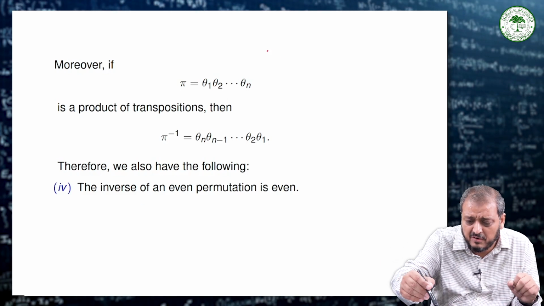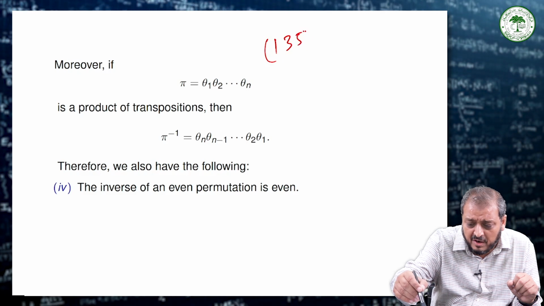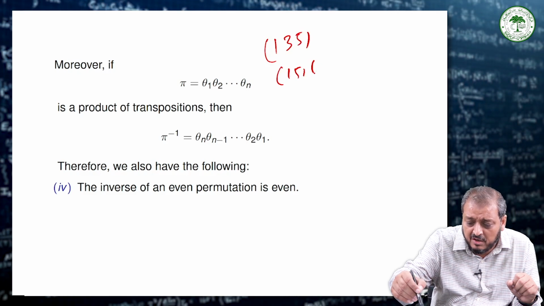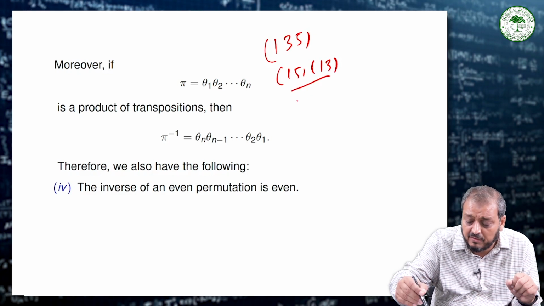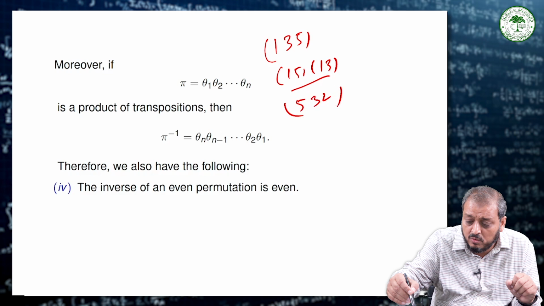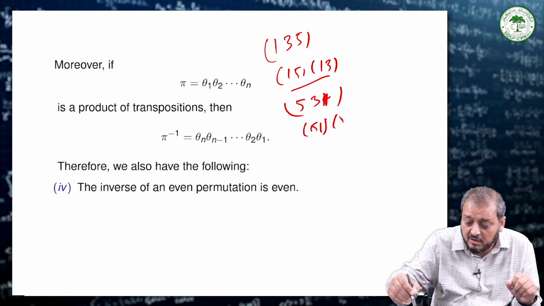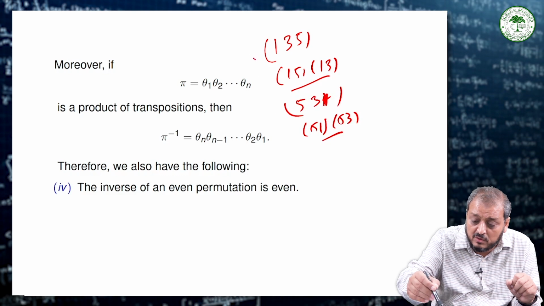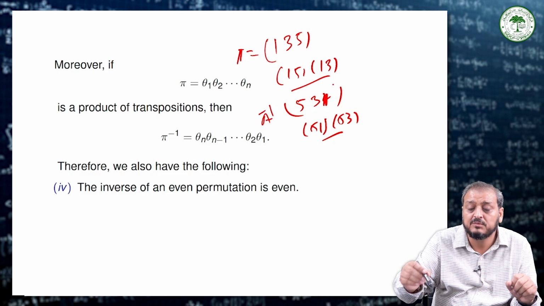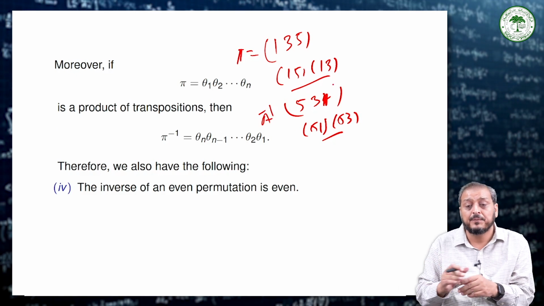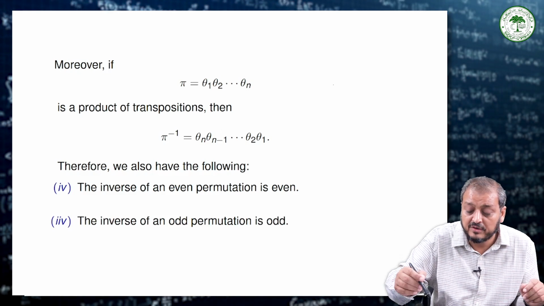For example, if we write (1 3 5), we have (1 5)(1 3), and that is clearly even. If we write (5 3 1), then we have (5 1)(5 3), and that is equal to pi inverse. This means we can simply say the inverse of an even permutation is even, and the inverse of an odd permutation is also odd.